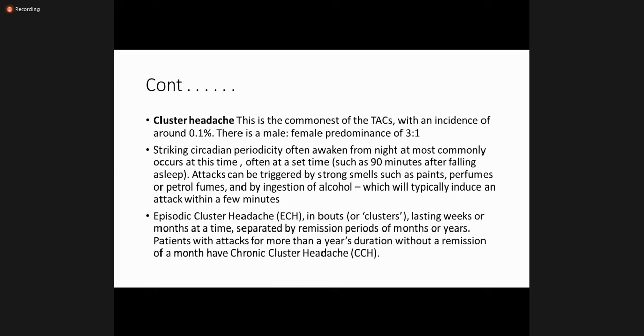A patient with attacks of more than a year's duration without a remission of a month is termed as having chronic cluster headache. So chronic cluster means there are persistent attacks of headaches lasting for more than a year, and there is no remission phase developed between them. They are termed chronic cluster headaches. So this is the diagnostic criteria for the headache.